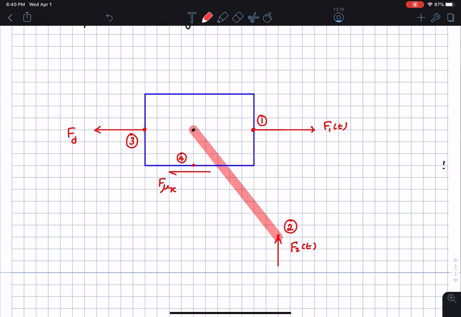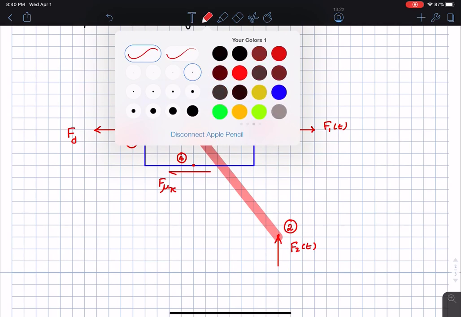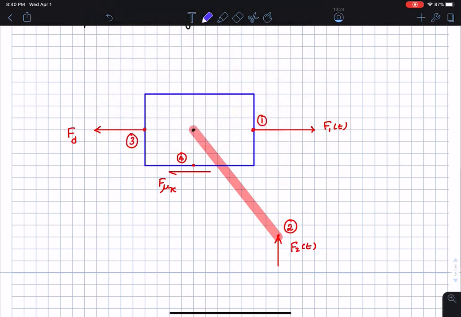All right, and then I'm going to do one more thing. I'm going to say that the box or the cart has some dimensions. Here are the dimensions of the cart. The total height is 2h, and the width of the cart is 2b. So starting from here to there, this is little h and little h. These are dimensions, so let's put them in dotted lines.